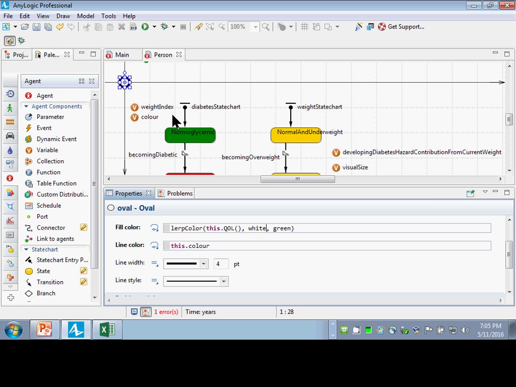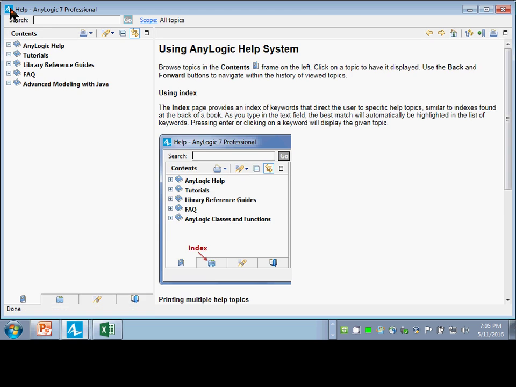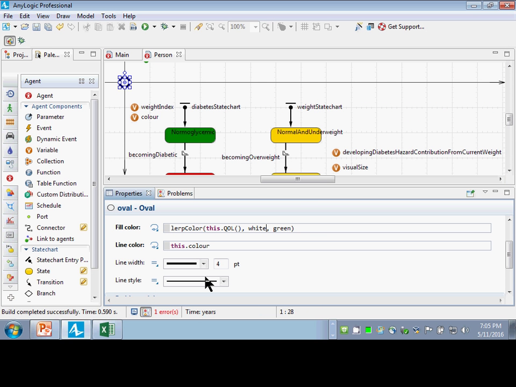Now, my thing is complaining. Oh, no, it's a build completed successfully. So lerp. So what is this going to do? Well, depending on the value of quality of life, it's going to pick a color between white, ladies and gentlemen, and green. If quality of life is closer to 1, it'll tend to be greener. If quality of life is closer to 0, it'll tend to be whiter. At quality of life equals 1, it'll be all green. At quality of life equals 0, it'll be all white. Okay?